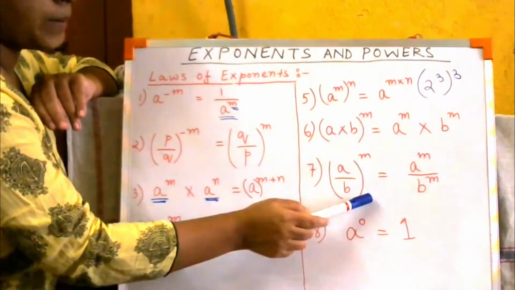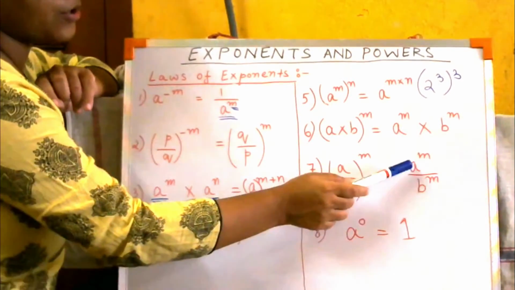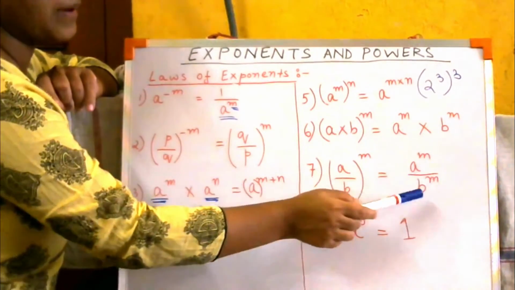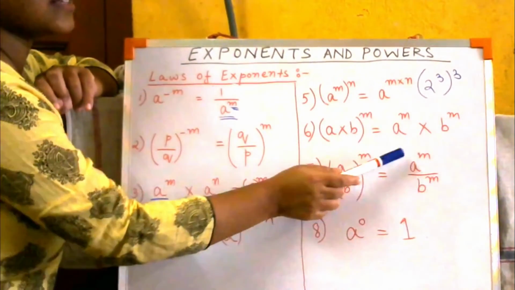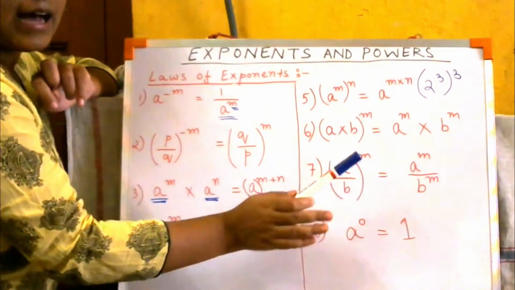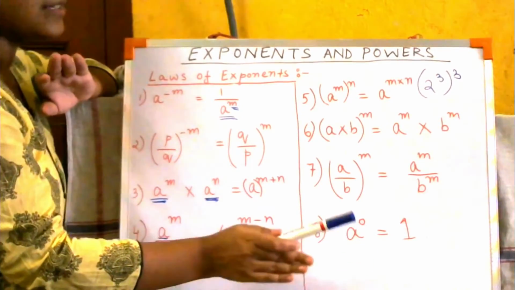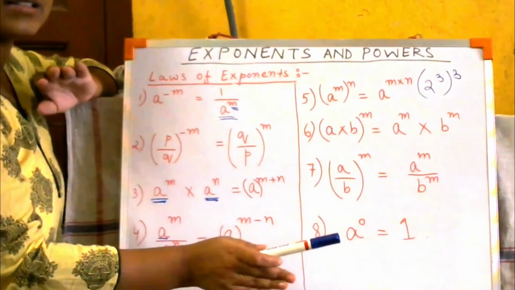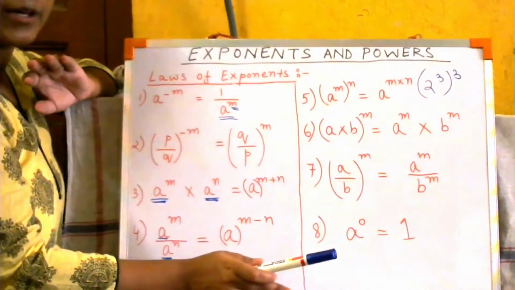So if I open the bracket over here, there is also going to be a to the power m divided by b to the power m. They are going to share this power among them. I guess you understand this thing. It's just a formula, you just need to learn. It's just the mugging up part over here.